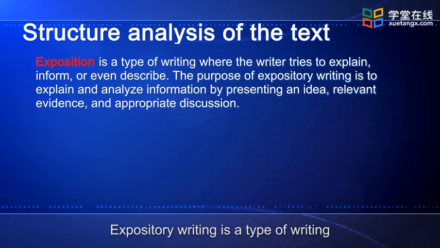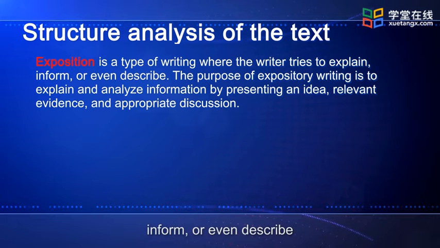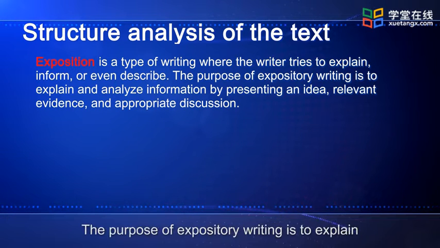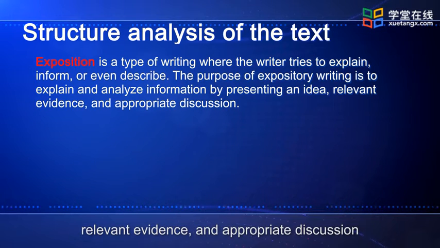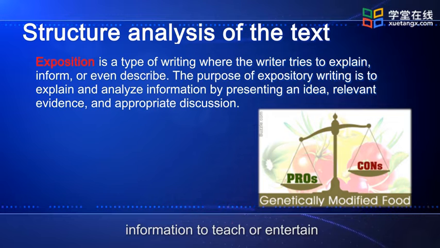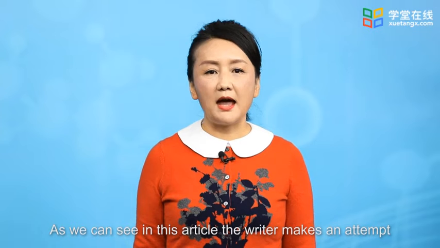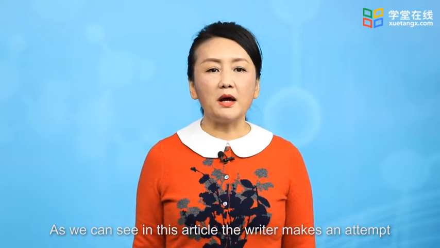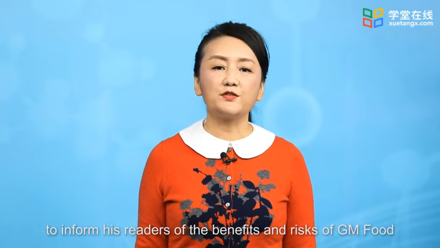Expository writing is a type of writing where the writer tries to explain, inform, or even describe. The purpose of expository writing is to explain and analyze information by presenting an idea, relevant evidence, and appropriate discussion. In a narrative context, exposition provides background information to teach or entertain. In other nonfiction contexts, the purpose is to teach and inform. As we can see in this article, the writer makes an attempt to inform his reader of the benefits and risks of GM food.